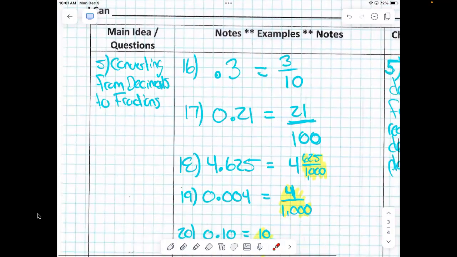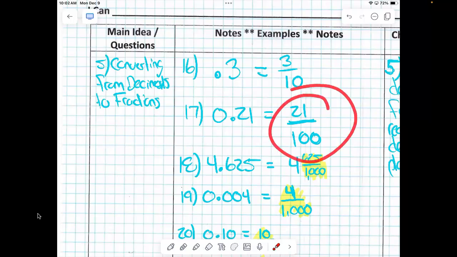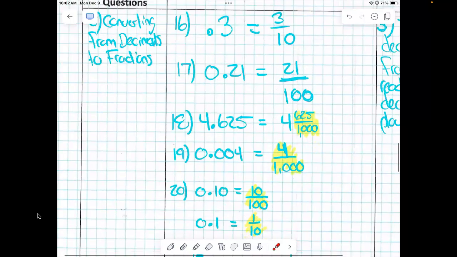Last one, converting from a decimal to a fraction. Everyone, say this decimal on the count of 3. 1, 2, 3. 21 hundredths. Say this fraction. Say this decimal on the count of 3. 1, 2, 3. 4 thousandths. So the 4 is in the thousandths place, so it's 4 thousandths, right? Yes. Say the fraction form of that.